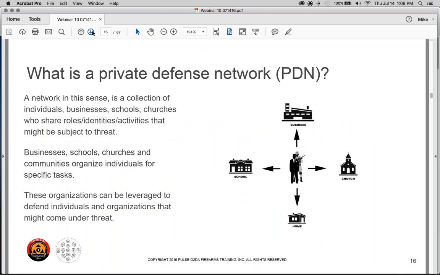Let's first off talk about what a private defense network is and what it isn't. A network, in this sense, is a collection of individuals, businesses, schools, churches who share roles, identities, and activities that might be subject to threat. Businesses, schools, churches, and communities organize individuals for specific tasks. These organizations can be leveraged to defend individuals and organizations that might come under threat.